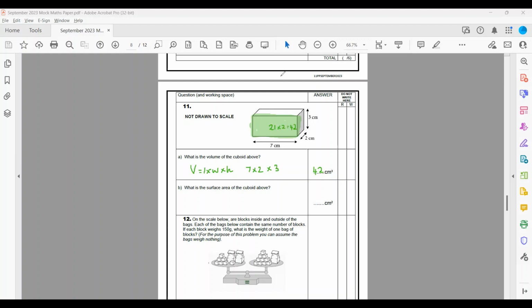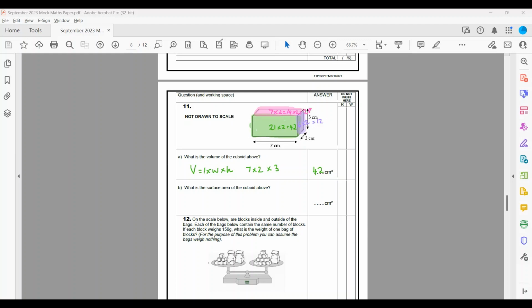We can then look at the top face. The top face will be the same area as the bottom face. This is 7 centimeters long by 2 centimeters wide, which would be 14. I'm going to double that to account for the bottom, so that will give me 28. And then the last face I'm going to look at is the side face, this side face down here. This is 2 wide by 3 tall, and 2 times 3 is 6. I'm going to double that because the other side will be the same, so that gives me 12.